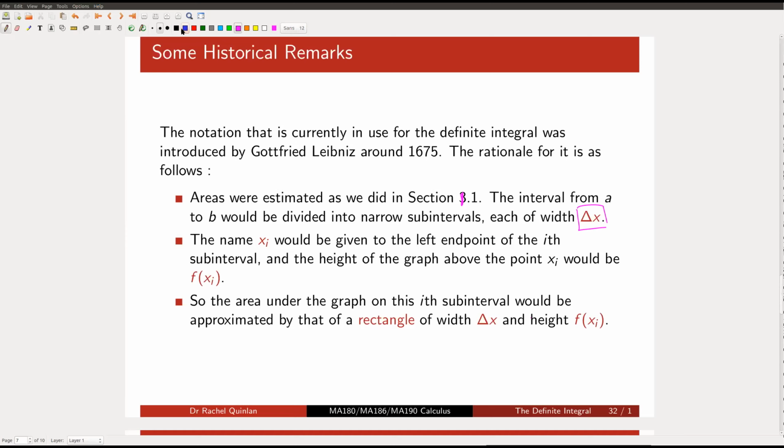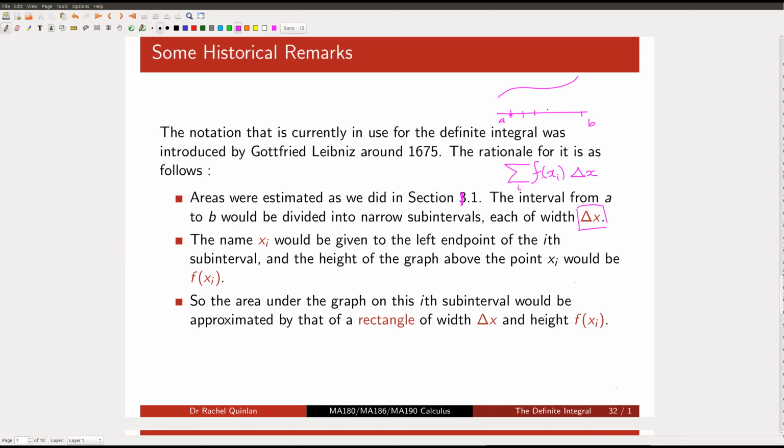It would have been something like a sum over some i of areas of rectangles whose width would have been given by delta x. That would have been the width of the narrow rectangles, and the height of each of them would be something like the value of f at xi. So it would be a sum over i, and the picture would be something like this. You'd have your picture like this. A and B would be here.